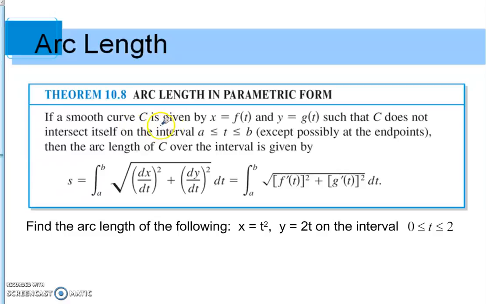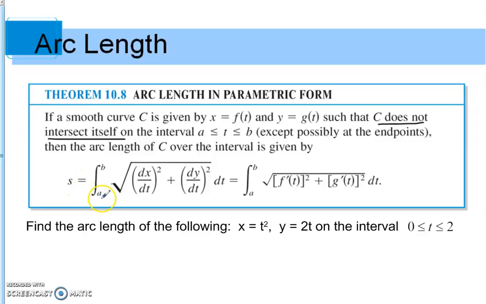If a smooth curve C is given by x equals f of t and y equals g of t, such that C does not intersect itself. So that previous one that we looked at, that prolate cycloid, that's not going to apply here, it wouldn't work here. But if it doesn't intersect itself, then on the interval from a to b, the arc length of C over the interval is given by this.